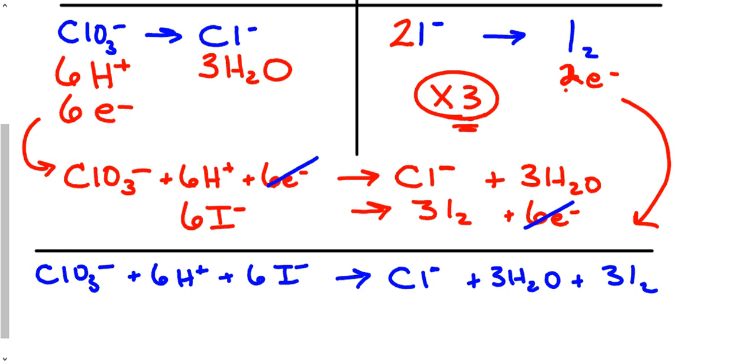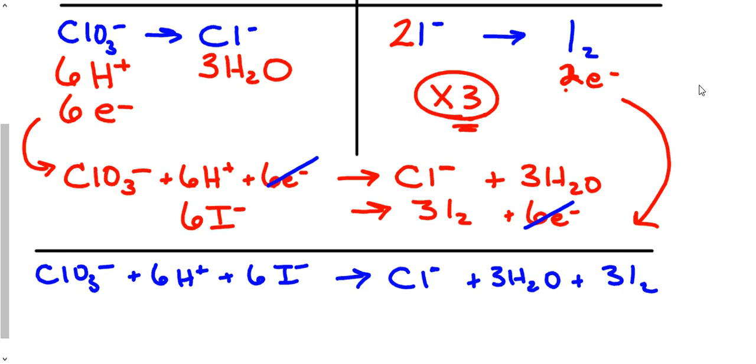Now, there's lots of ways you could check these to see for sure that you've got them correct. You can count and balance to see if the chlorines, hydrogens, iodides, oxygens all balance. But a really quick and dirty trick you can do is just to see if your charge is balancing. Because if your charge balances before and after, you've probably done it right.